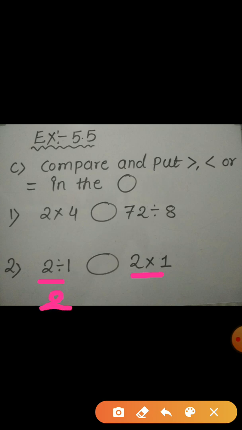And 2 multiplied by 1, any number multiplied by 1 always gives the same number. So here again 2 will come. Now both the sides are equal, so here we can put equal to.